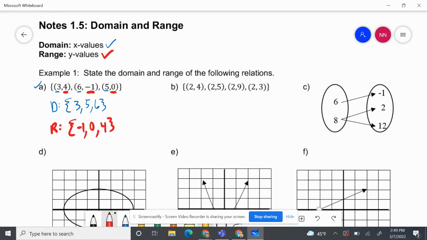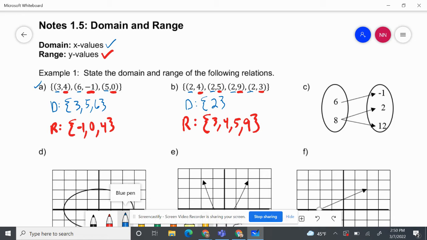For the next one, we're going to do the same thing. We're going to look at our domain. And once again, domain is talking about our x values. So we have the 2, the 2, the 2, and the 2. We're just going to put the 2 once. Now for the range, we have 4, 5, 9, and 3. Once again, with the range, I'm going to put it in numerical order. And that right there would be 3, 4, 5, and 9.